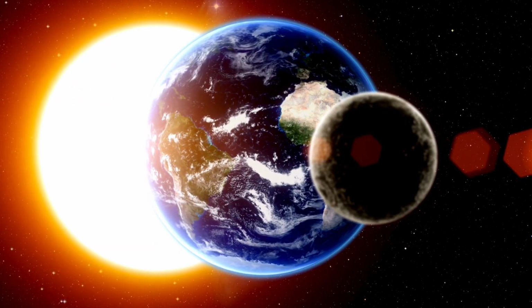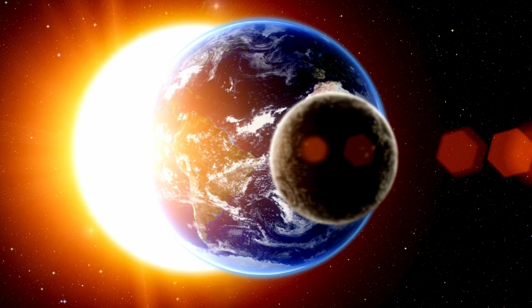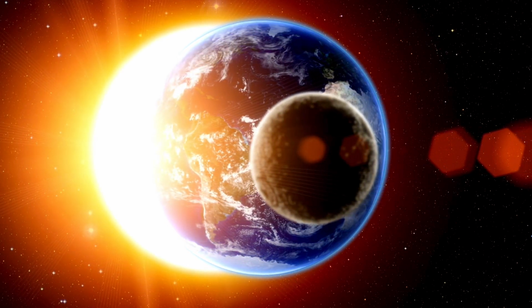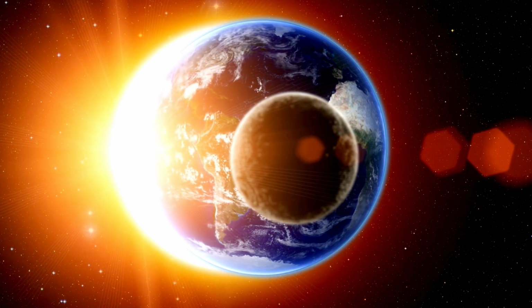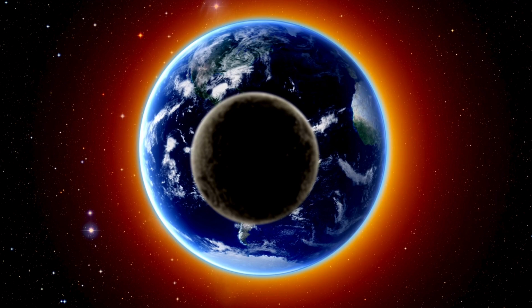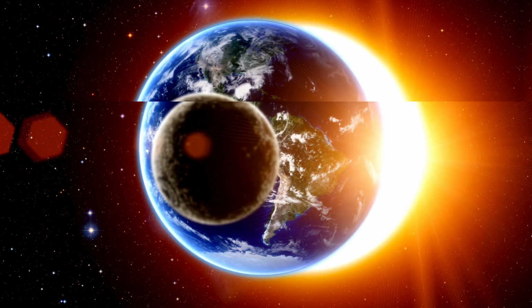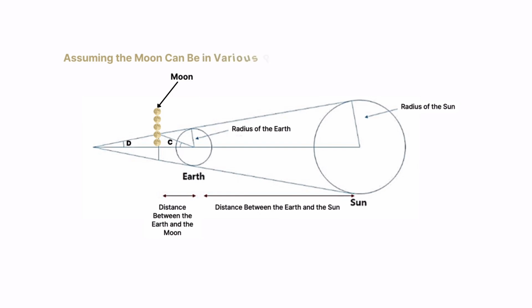For a lunar eclipse to occur, the Earth, Moon, and Sun need to be aligned. However, since the orbits of these celestial bodies are not perfect circles and are slightly tilted ellipses, such alignment is rare. Alignment implies that these bodies are on the same plane. Let's assume the moon can be at various positions on this plane.